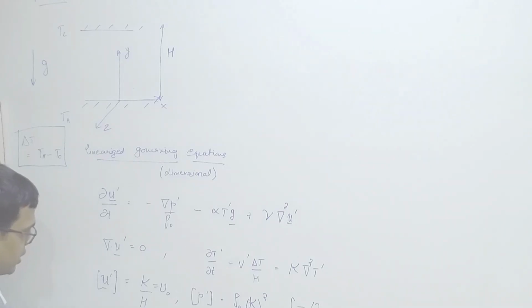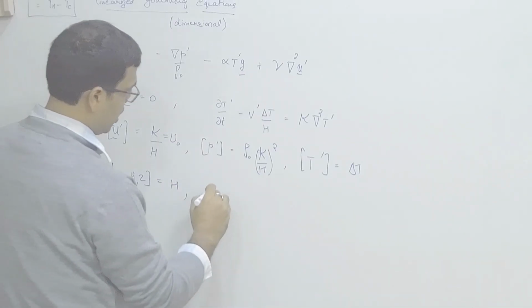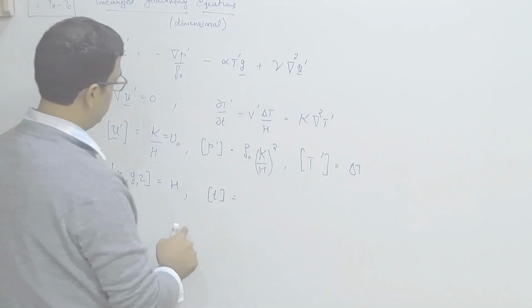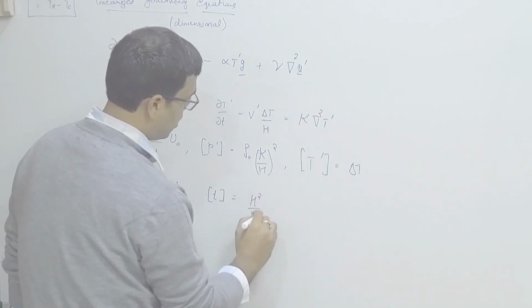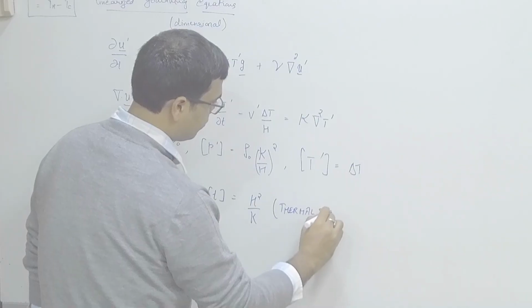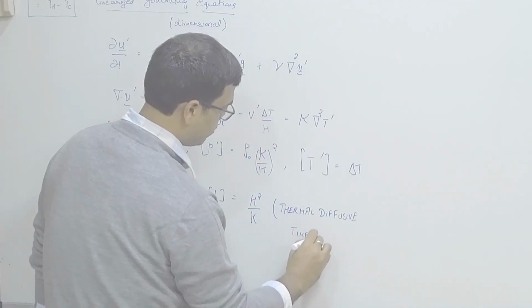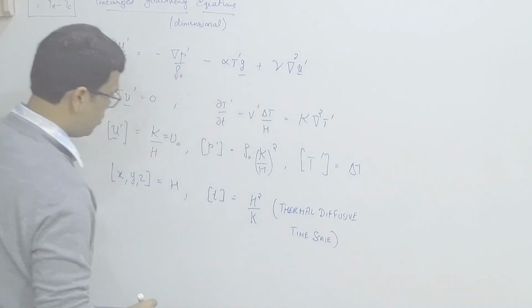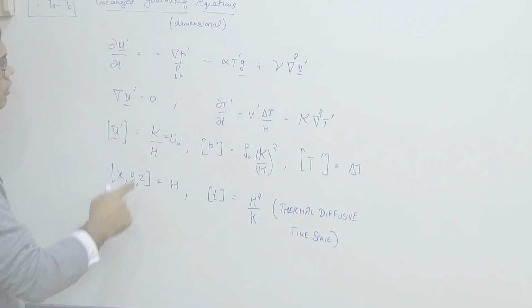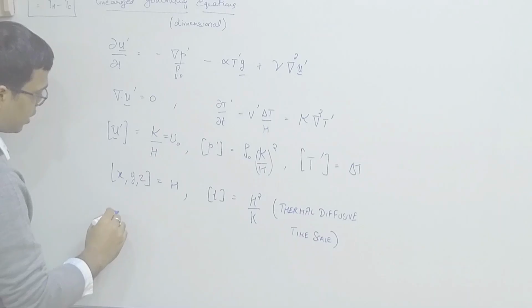And then the length scale was capital H, and the time scale you can get from L by U. So you'll get H square over kappa. This is your thermal diffusive time scale. And then from here, what we saw is when you non-dimensionalize the equation, let us write the non-dimensionalized equations.